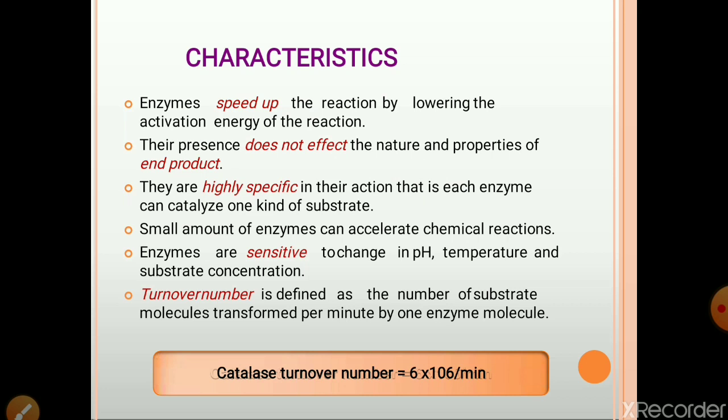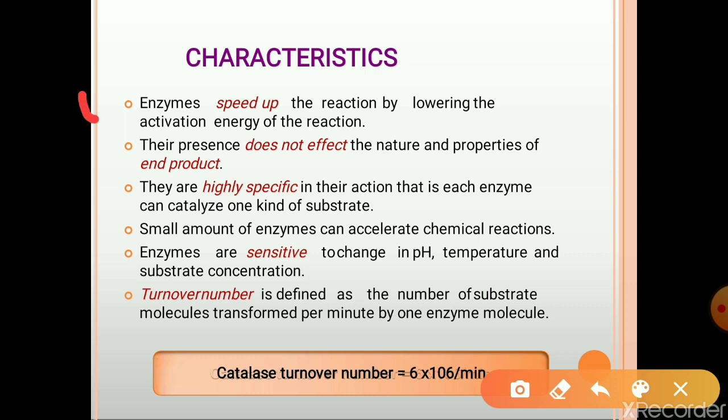So here, characteristics of enzyme. First characteristic of enzyme is that it speeds up the rate of the reaction, means it speeds up the rate of the reaction by lowering the activation energy. Means here activation energy is lower, or what we call the transition state is also lower. Their presence does not affect the nature and properties of the product. Means enzyme presence does not change the product; it is not that in the presence of enzyme some different product forms and in the absence of enzyme some different product forms. This does not happen.